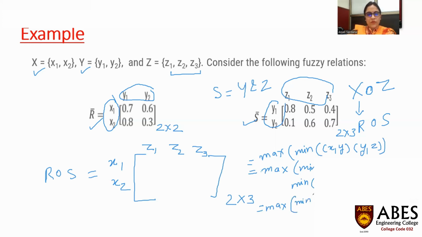We're writing minimum of x1 y1. From the relation R, we can see the value of x1 y1 is 0.7. So I'll be writing 0.7 here, and the y1 z1 here is 0.8. I'll be writing 0.8 here. Then I'll be taking the minimum of x1 y2, which is 0.6, and y2 z1, which is 0.1. The minimum of 0.7 and 0.8 is 0.7, and the minimum of 0.6 and 0.1 is 0.1. And out of these two, I'll be taking the maximum value, which is 0.7. So at this position, the value will be 0.7.